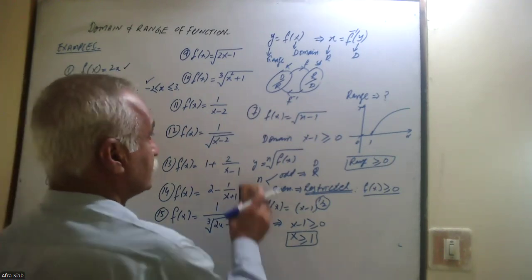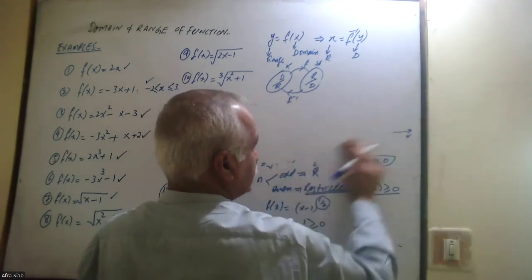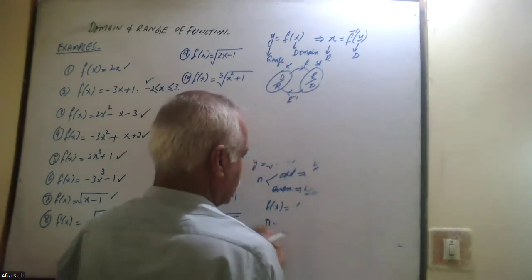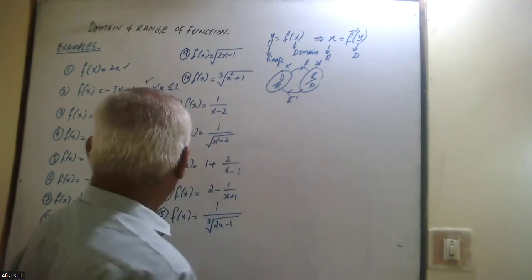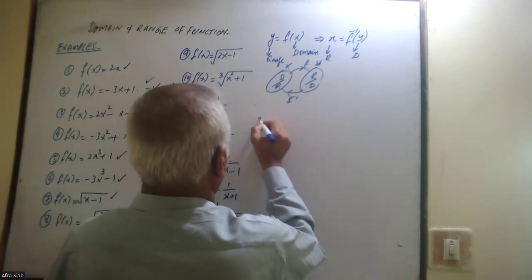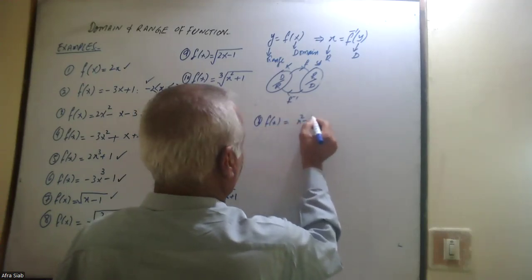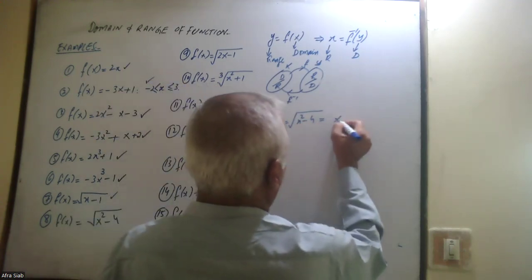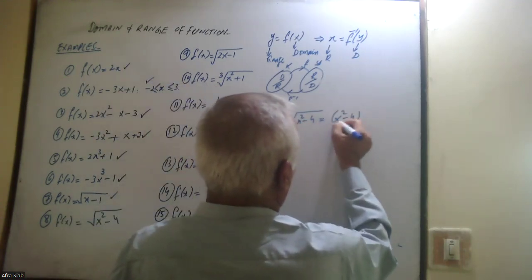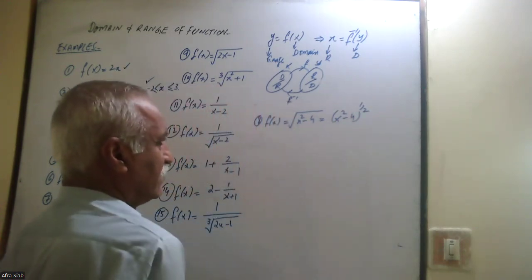Now, question number 8. f of x is equal to square root of x square minus 4, which you can write as x square minus 4 power 1 by 2. So here n is an even number there.